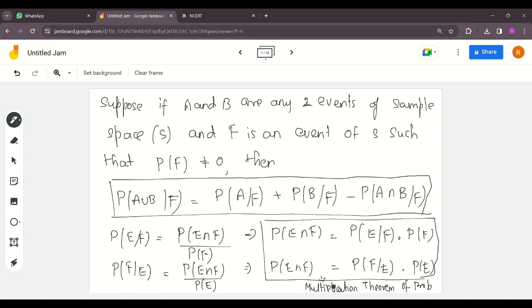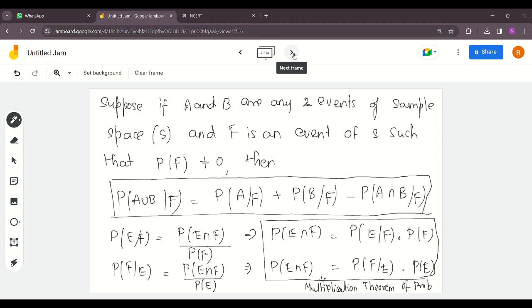That concept is called the multiplication theorem of probability. Why? Because we are cross multiplying here. P of E intersection F is nothing but P of F into P of E bar F, and similarly P of E intersection F can also be written as P of E into P of F bar E. If you are given this conditional probability value and also the probability of any event, then you can find P of E intersection F.